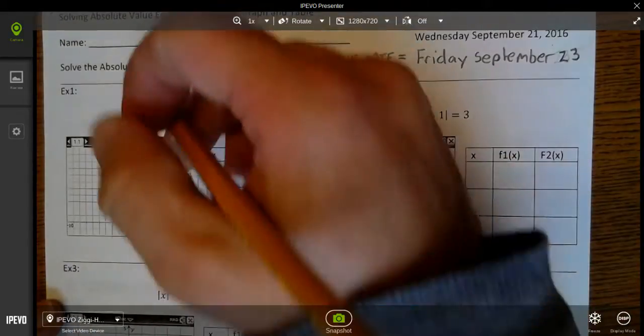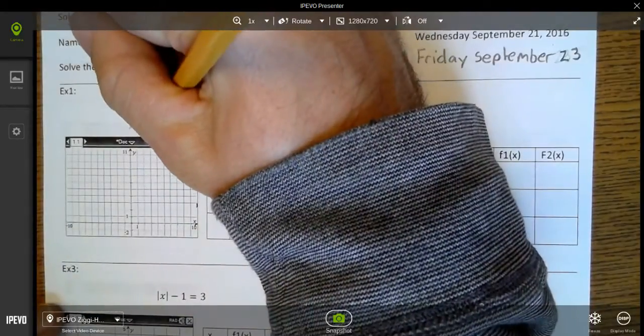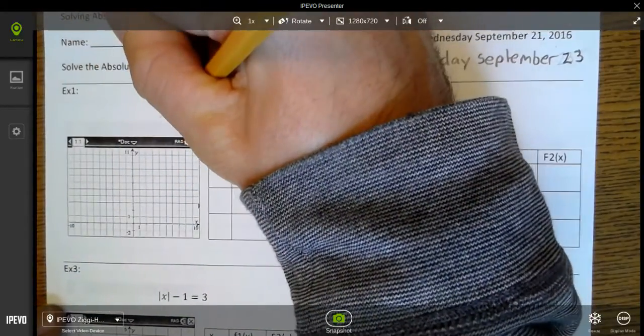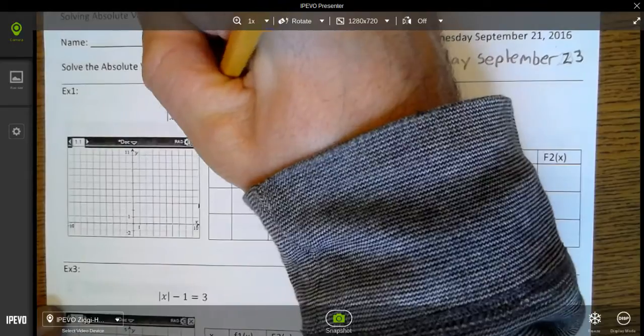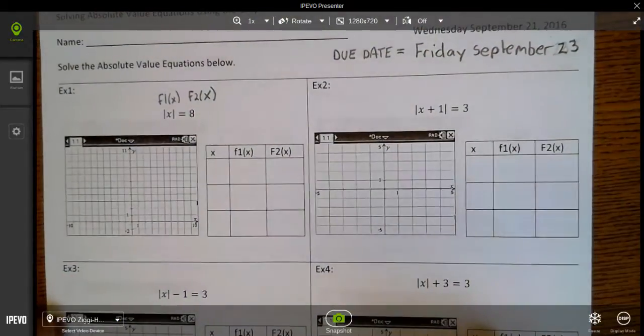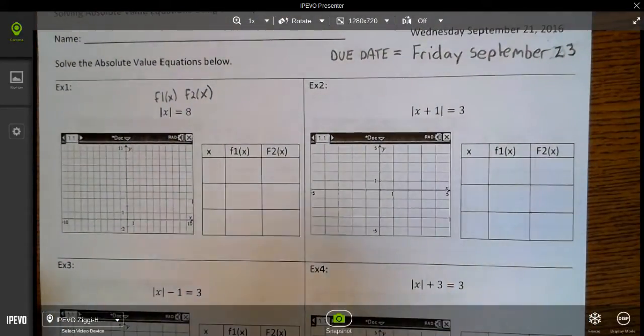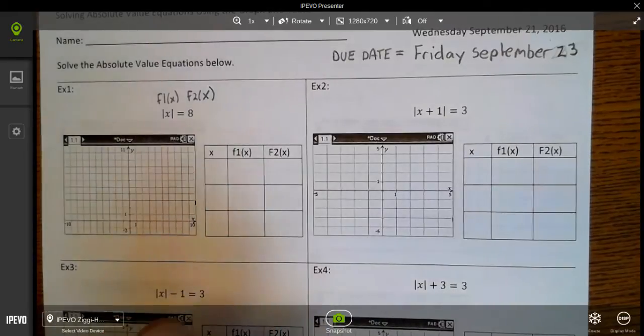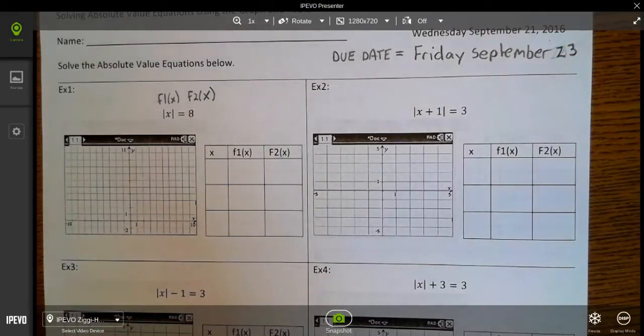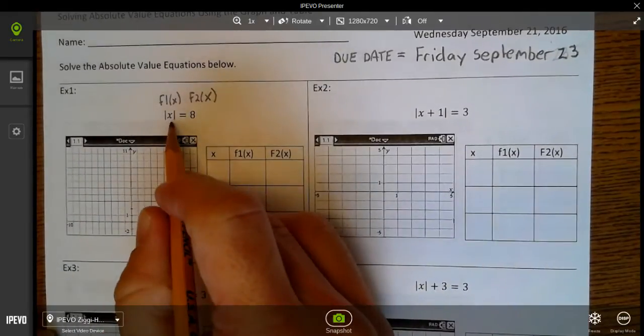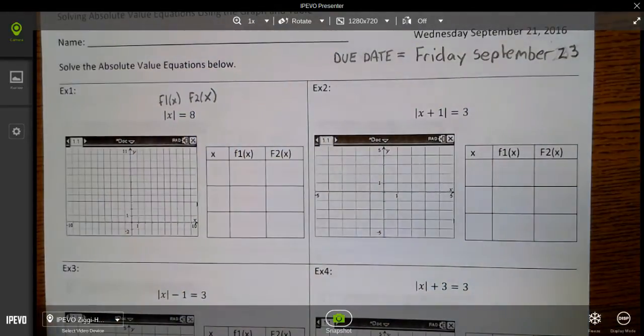Okay, first off, let's call this f1 of x and this f2 of x. So we're going to graph, and I'm only going to use the Inspire to graph example number 1. After that, I'm going to teach you how to use the parent function, which is this, and use the transformations to graph, okay?